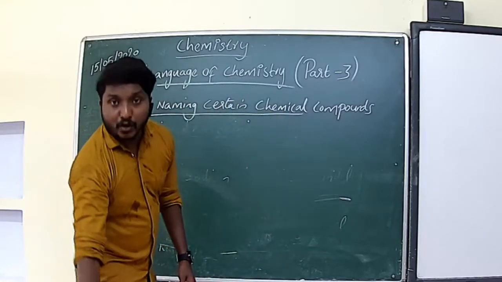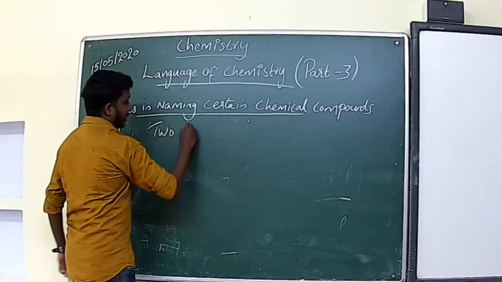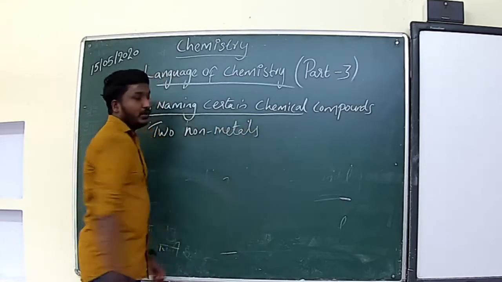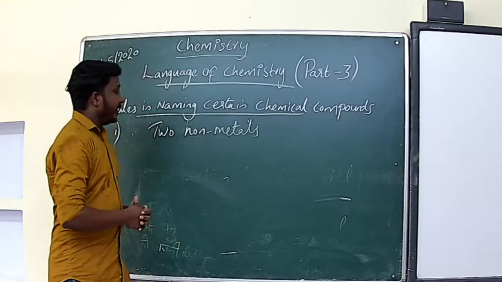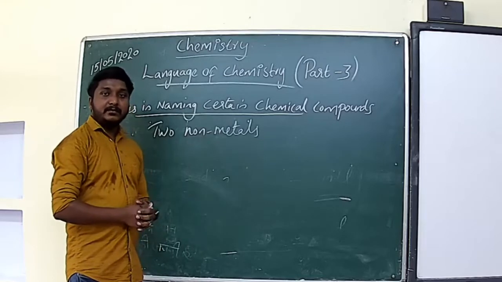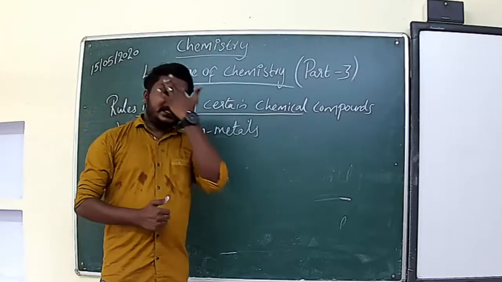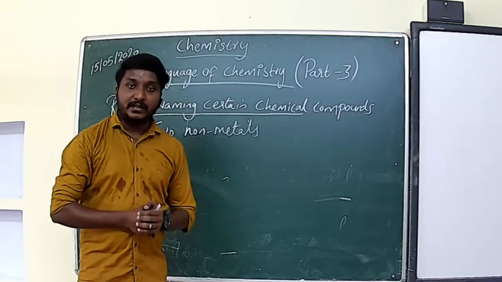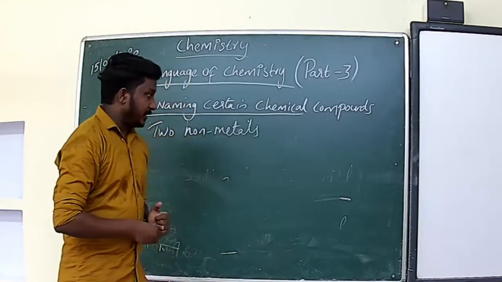If the chemical compound contains two non-metals, how can we give the name to this type of compound? Here we write the elements' names side by side. And one more thing to keep in mind: here we are going to denote the number of atoms. So we will denote the number of atoms by using a numerical prefix.